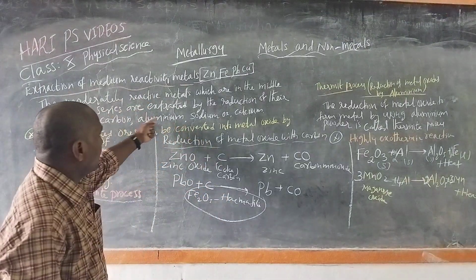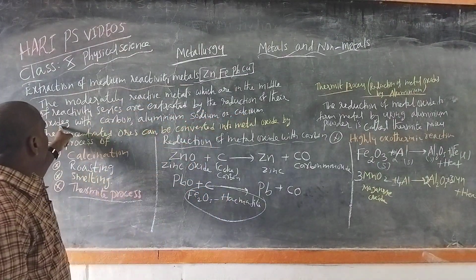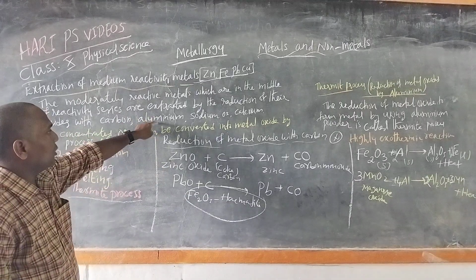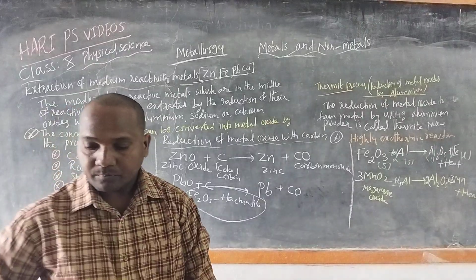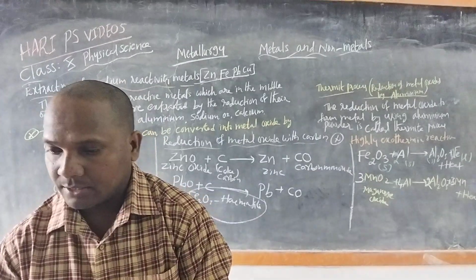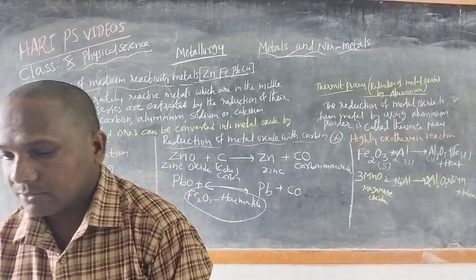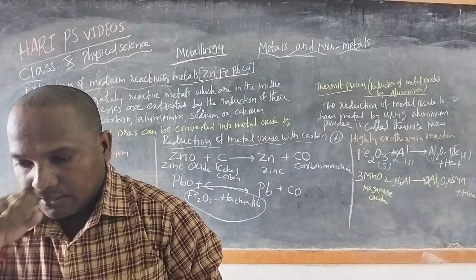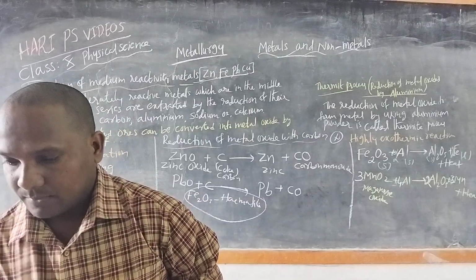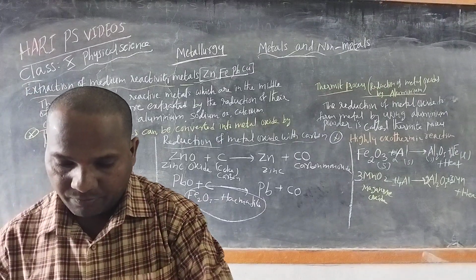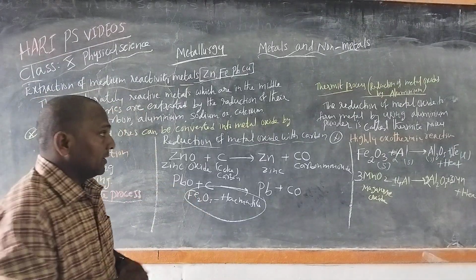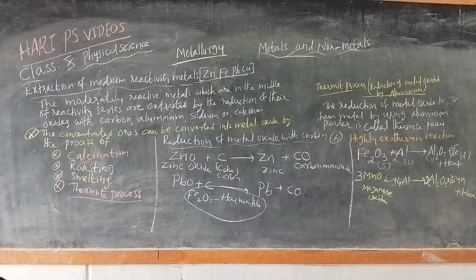Already we have seen the reduction of oxides with carbon, and in this way we get metals. Then reduction of oxides with carbon monoxide. Then auto self reduction of sulfide ores.